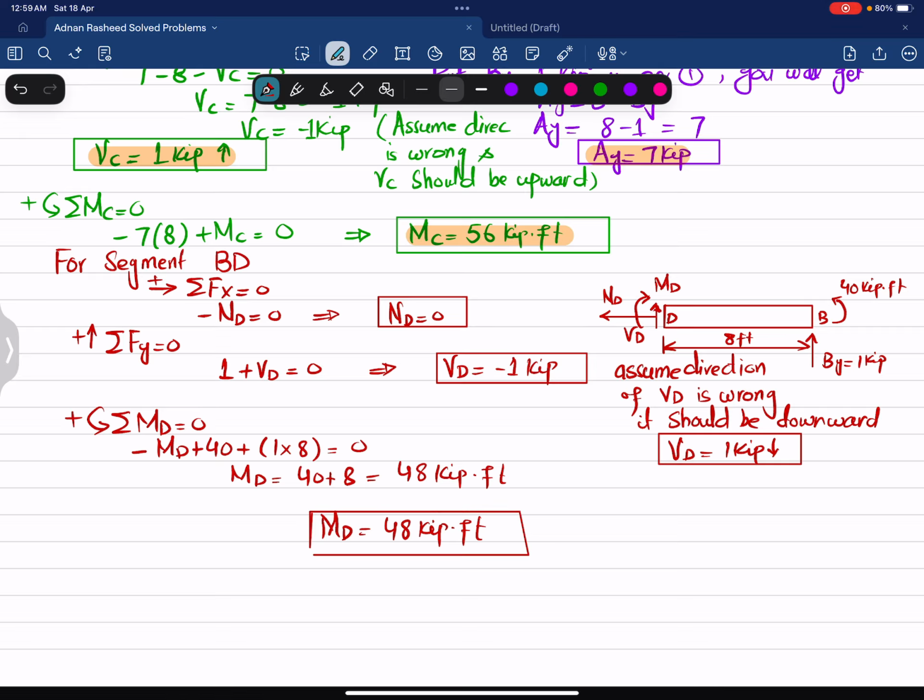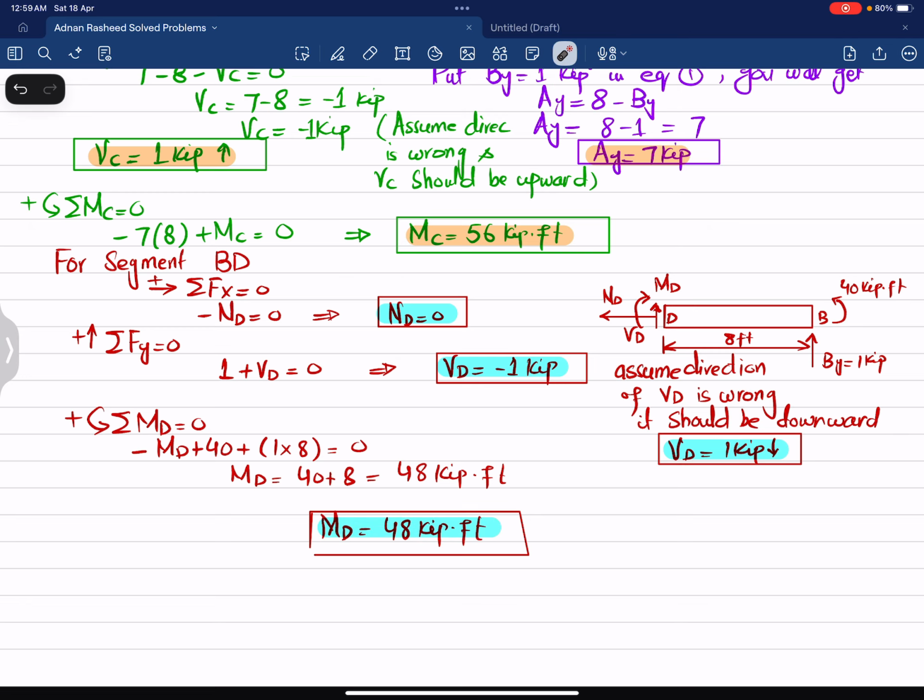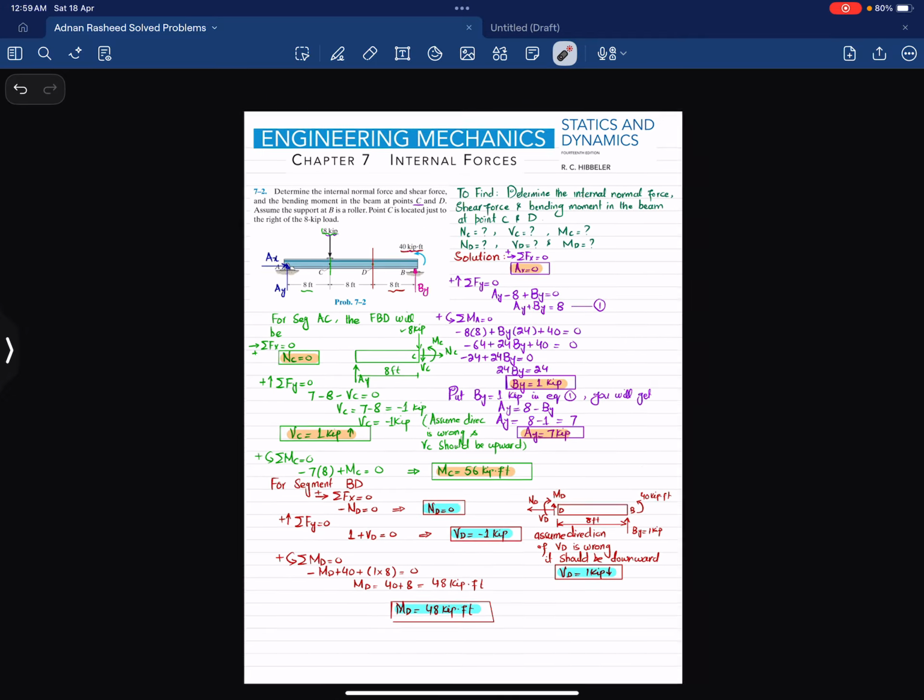So this was the internal normal force at point D, internal shear force at point D, which is 1 kips downward, and the bending moment at point D. And that is all about this problem 7-2.